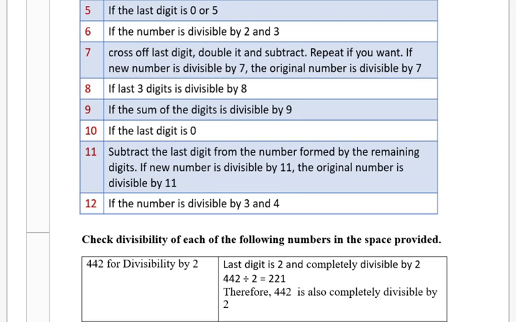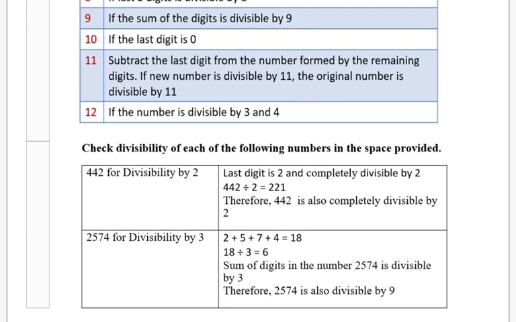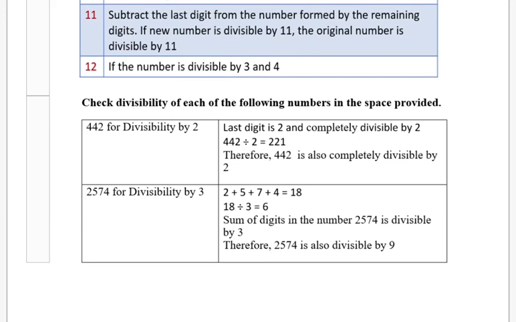Now we have to check if your answer is correct or not. A number is divisible by 3 and 4. This is 24 divided by 3. Here it will be 3 8s are 24, and 24 divided by 4, 4 6s are 24. That is why the number is divisible by 3 and 4. For an example, check the divisibility of each of the numbers provided.